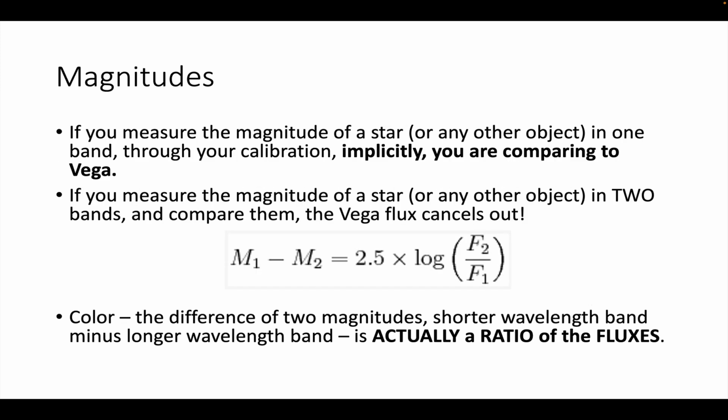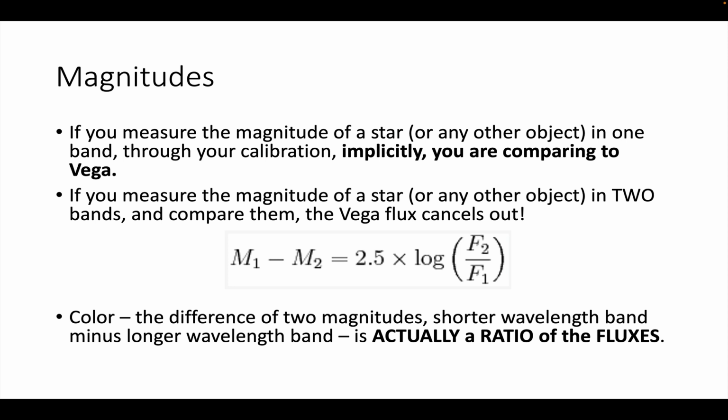Okay, now if you measure the magnitude of any object in a band, if it's calibrated, which it should be, because if you're measuring magnitudes, they should be calibrated, implicitly you are comparing to Vega. But if you measure the magnitude of a star or any other object in 2 different bands, 2 different wavelengths, and compare them, then the Vega flux cancels out. So again, that's a definition of magnitudes.